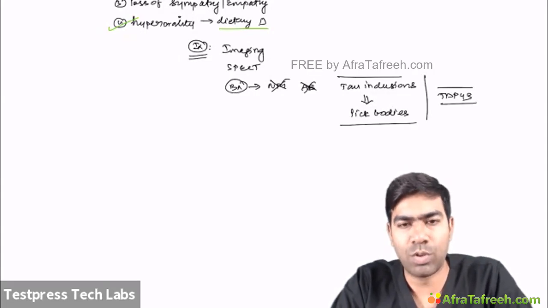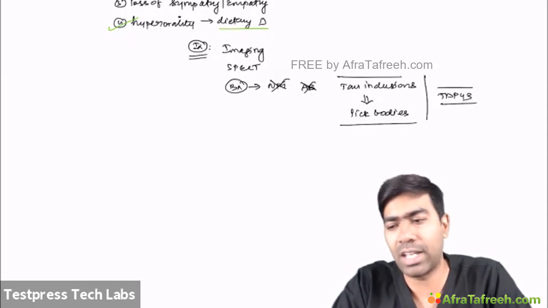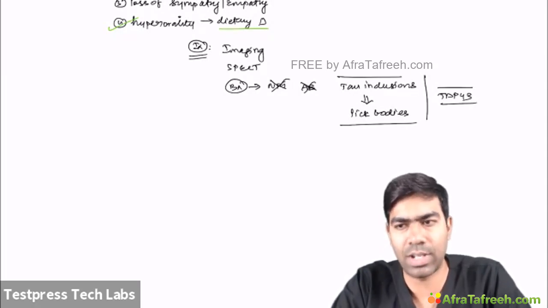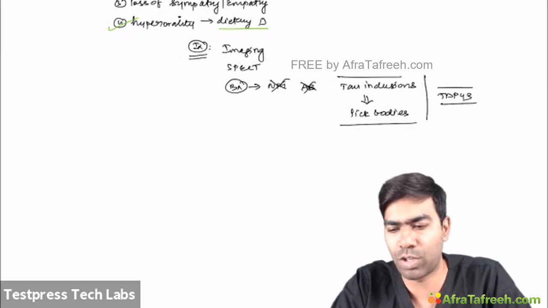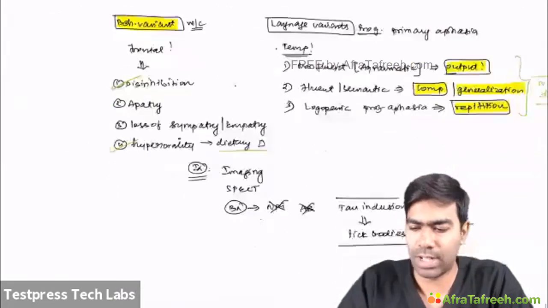Remember, it is the fourth most common cause of dementia, not the first most common. First most common is always Alzheimer's disease. And it's the most common cause of dementia in younger patients, less than 65 years of age. After 65, of course, Alzheimer's is going to be the most common. That's why I told you relatively younger, 50s and 55s. Most common cause of dementia in younger patients, less than 65 years.